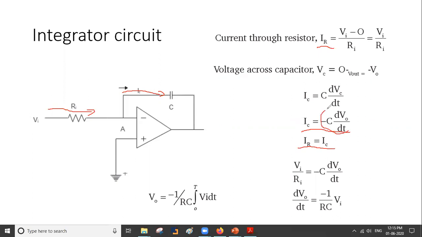Substitute these two equations, the current through the resistor and the current through the capacitor. So that is Vi by Ri is equal to minus C into dV0 by dt. From this, you have to find the equation for the output voltage. So dV0 by dt is taken on the left side and it is equal to minus 1 by RC times Vi. So from this you have to find the value for V0.